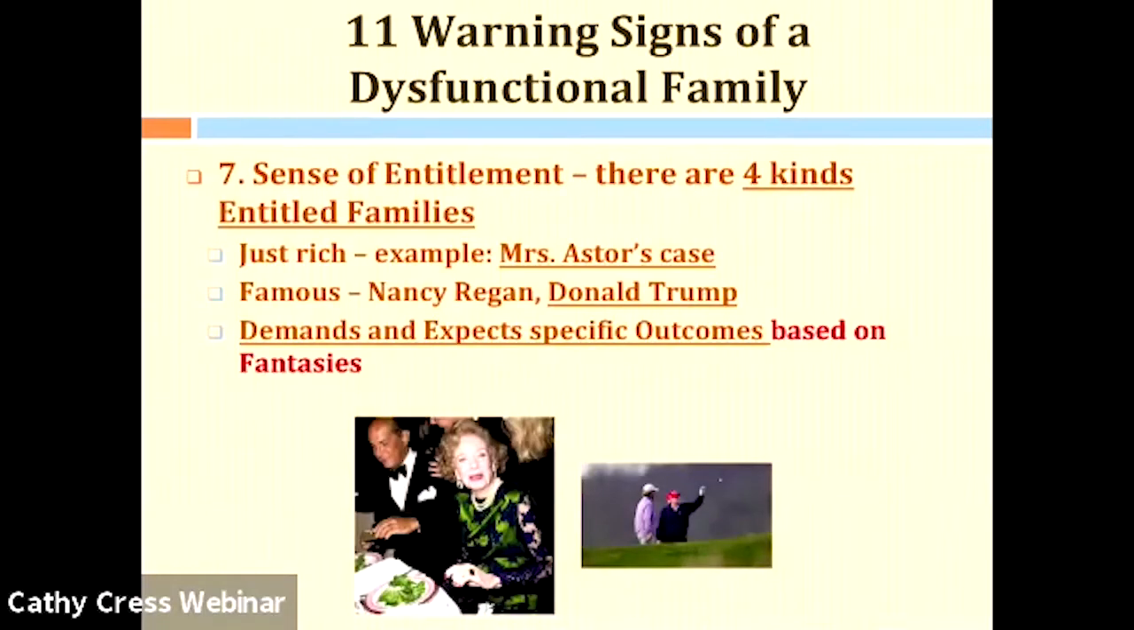The 11th warning sign is a sense of entitlement, and you are dealing with entitled people. And if you have a history of watching my YouTube channel or taking a class with me or watching webinars, you know, I say this over and over again. You cannot deal with any group of people except the entitled upper 10%.